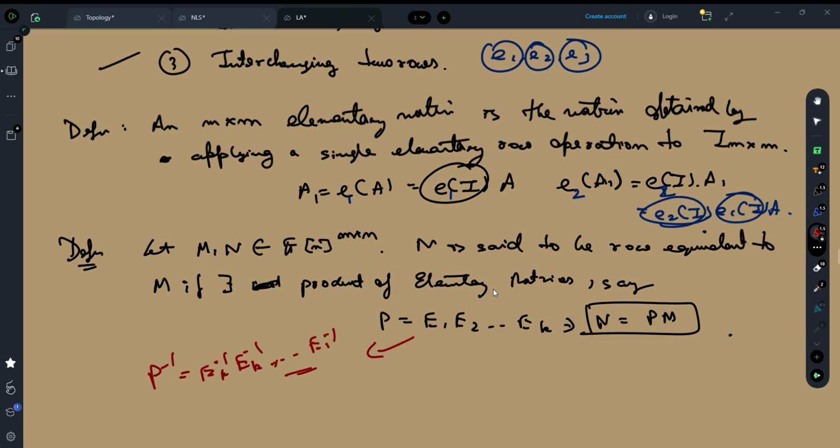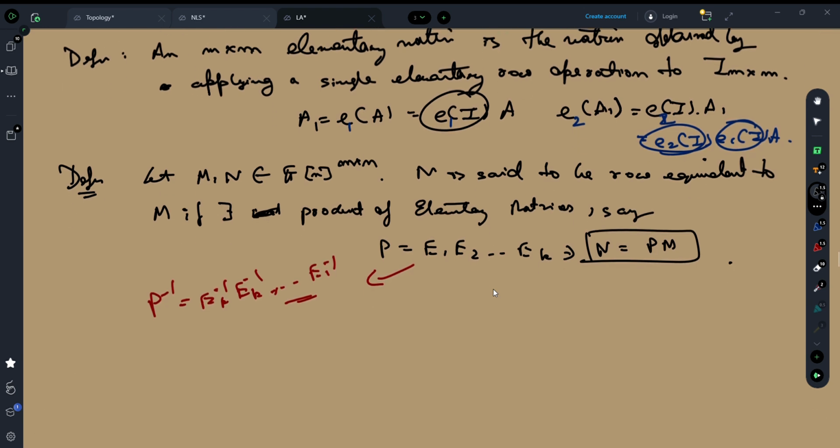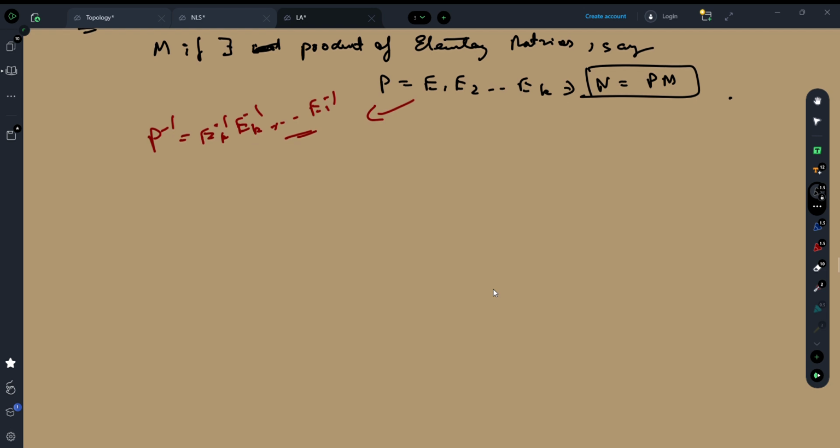Obviously, if P can be defined in this way, then we can also define what is P inverse. So P inverse is nothing but Ek inverse, Ek minus 1 inverse, till E1 inverse. Right? These are pretty obvious. Problem comes in defining a row reduced echelon form of a matrix over a polynomial algebra. Okay.